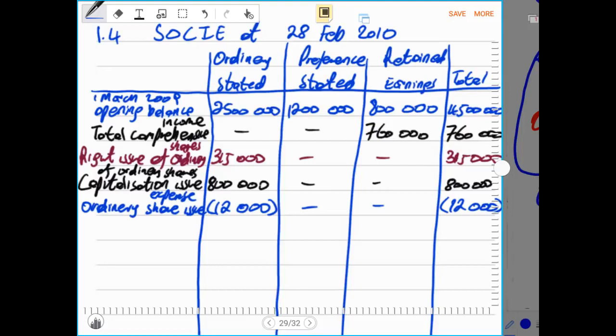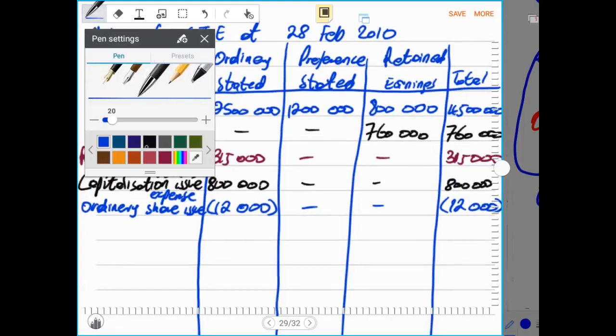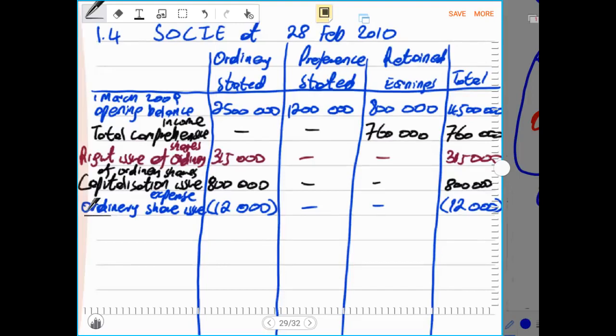Then the next one will be the redemption, which is the key one now. We record redemption of preference shares, because only preference shares were redeemed. The redemption of preference shares was an amount of 1,200,000. All the preference shares were redeemed.